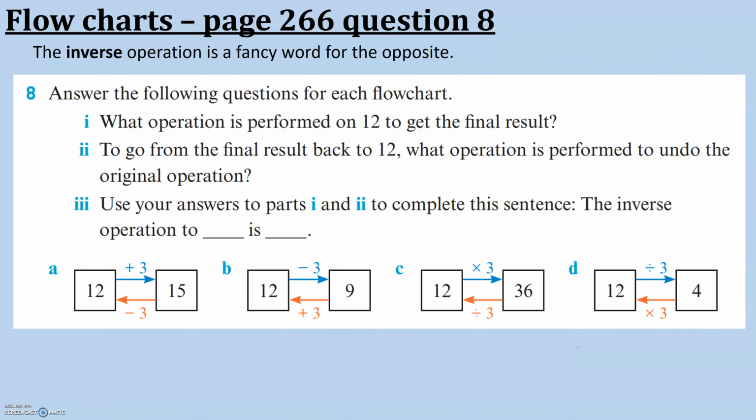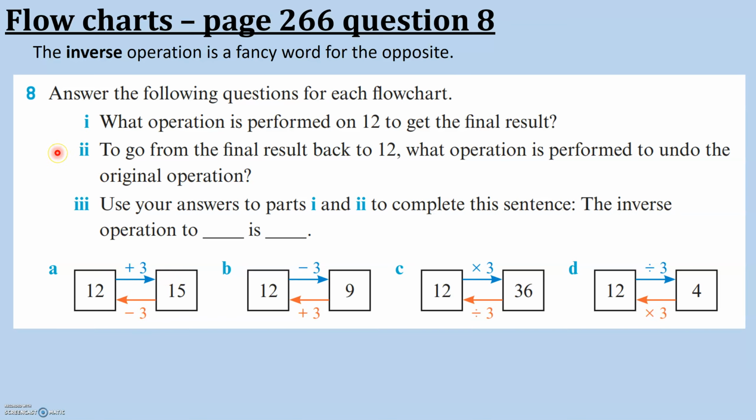Alright, and now you're going to come across a fancy word, and the fancy word is inverse. And as far as you're concerned right now, you can think of it like the opposite. So for each of these flowcharts, you need to answer these questions. They all start with the number 12 here. We start with the number 12, and the first question is, what operation is performed on 12 to get the final result? Well, on the first one, we add 3 to get 15.